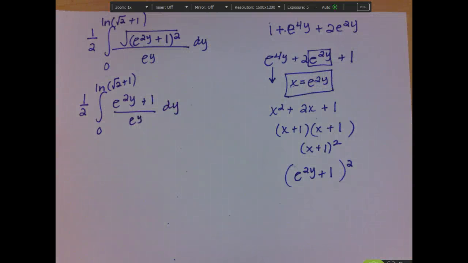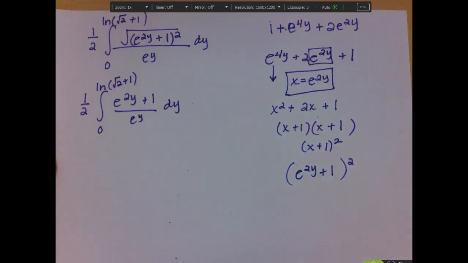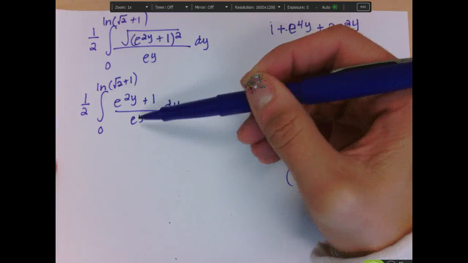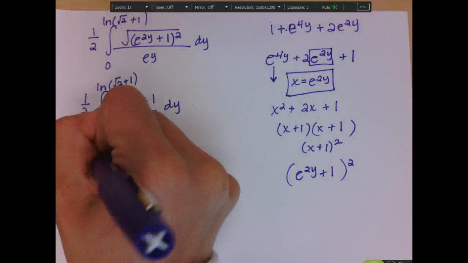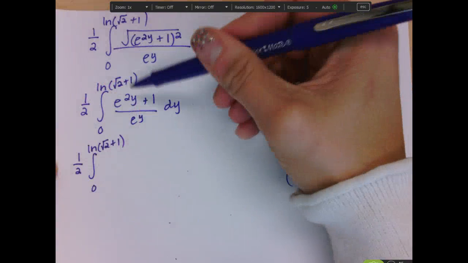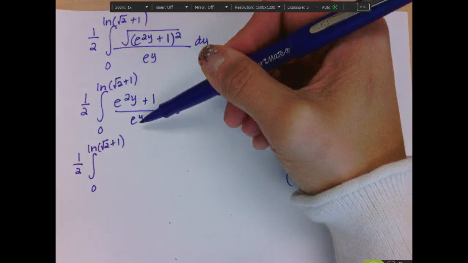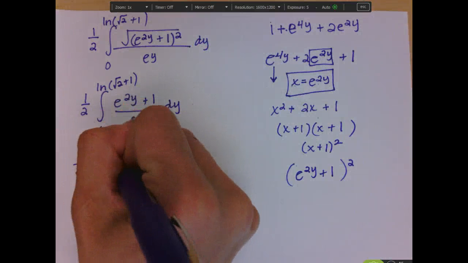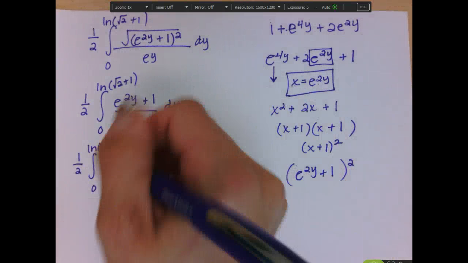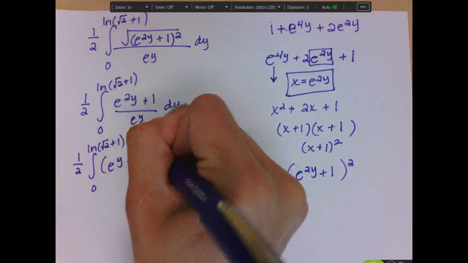And I'm left with this fraction. Okay. Now, once again, I don't really love the fraction when I'm integrating. So what I can do is divide each term by e to the y so that the fraction can go away. So if I take e to the 2y and divide it by e to the y, I'll get an e to the y. And then if I take 1 and divide it by e to the y, I'll get e to the negative y.